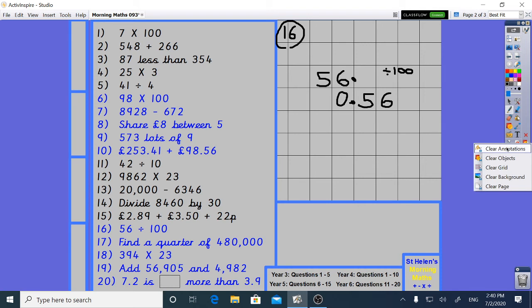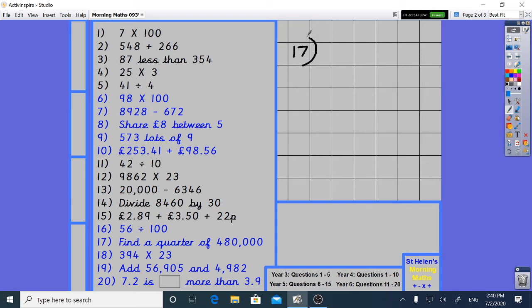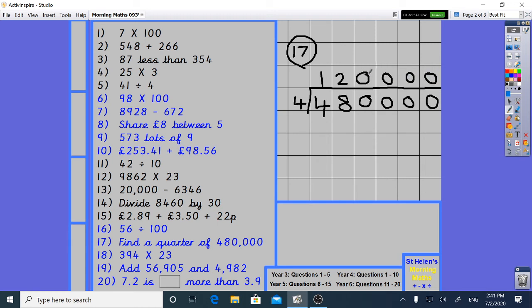Question 17. Find a quarter of something. You can divide it by 4 on the bus stop to find a quarter of a big old number like this. You might be able to do this in your heads. I think this is going to be 120,000, isn't it? Because it's like 48 divided by 4, which is 12. With all these zeros, it's 120,000.